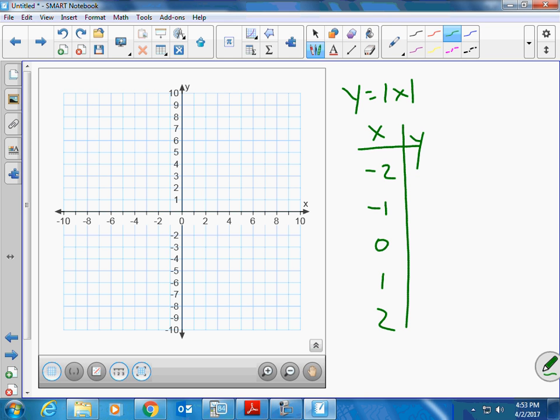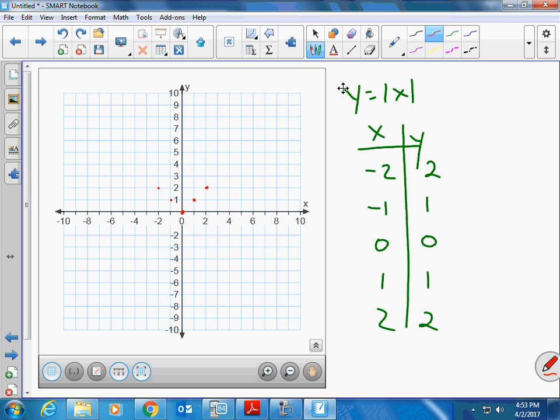-2, absolute value of a -2 is a +2. Absolute value of a negative 1 is a positive 1. Absolute value of 0, still 0. Absolute value of a positive doesn't do anything, so both of those stay the same. Graph it. When x is 0, y is 0. When x is 1 or a negative 1, y is 1. When x is 2 or a negative 2, y is 2.